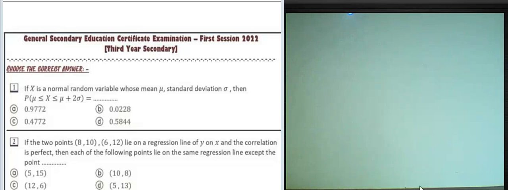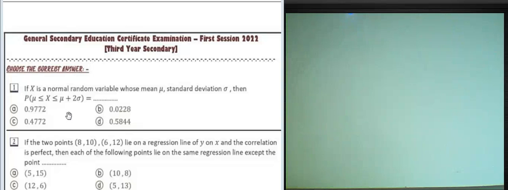Today we'll solve the General Secondary Education Certificate Examination, First Session 2022, Third Year Secondary. Look at question number 1. Choose the correct answer. If X is a normal random variable whose mean is mu and standard deviation is sigma, then the probability that mu is less than or equal to X and X is less than or equal to mu plus 2 sigma equals what?